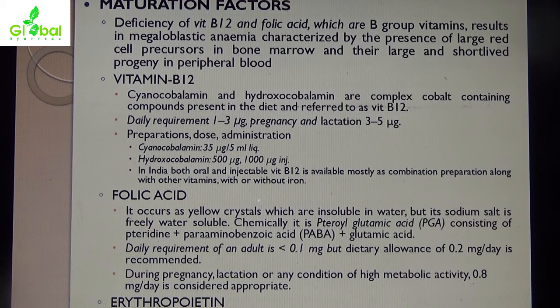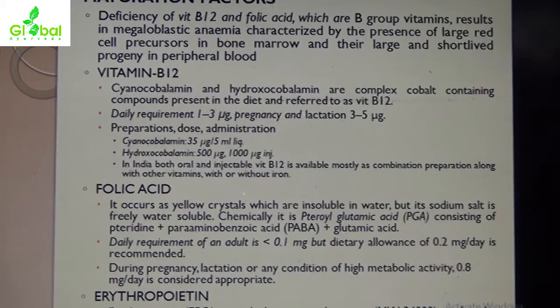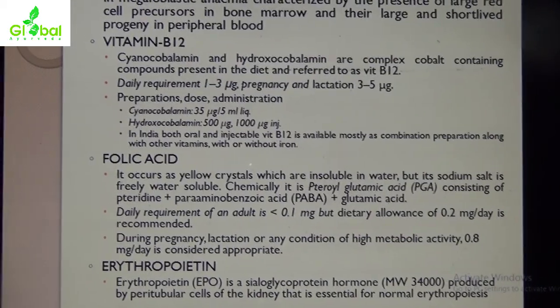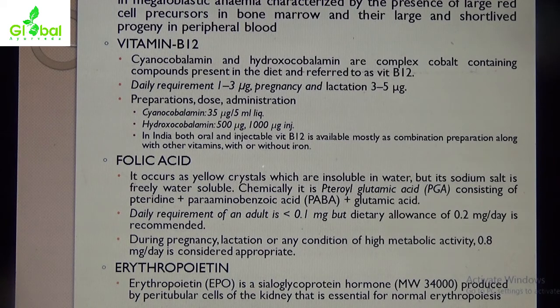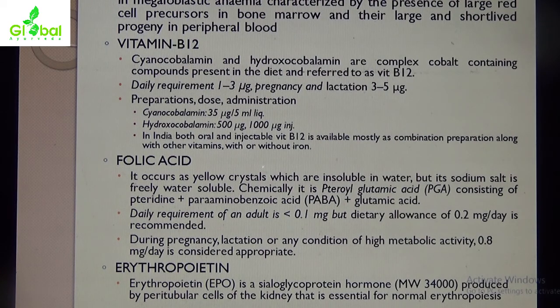Next is erythropoietin. Erythropoietin is essential for formation of RBCs. It is a sialoglycoprotein hormone. It is produced in the peritubular cells of the kidney and is essential for normal erythropoiesis.